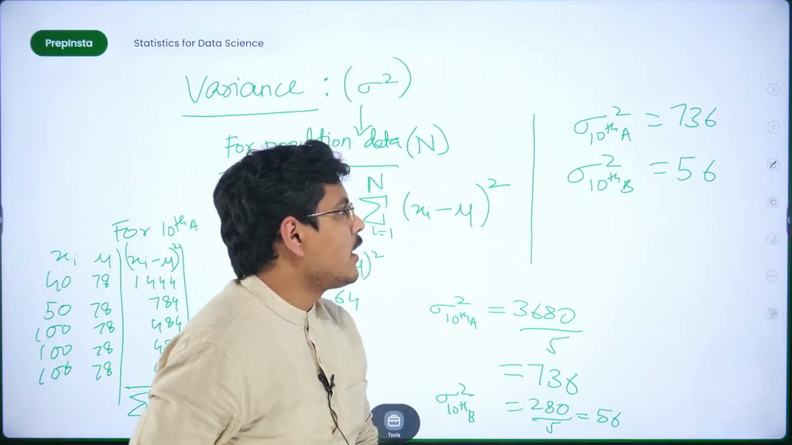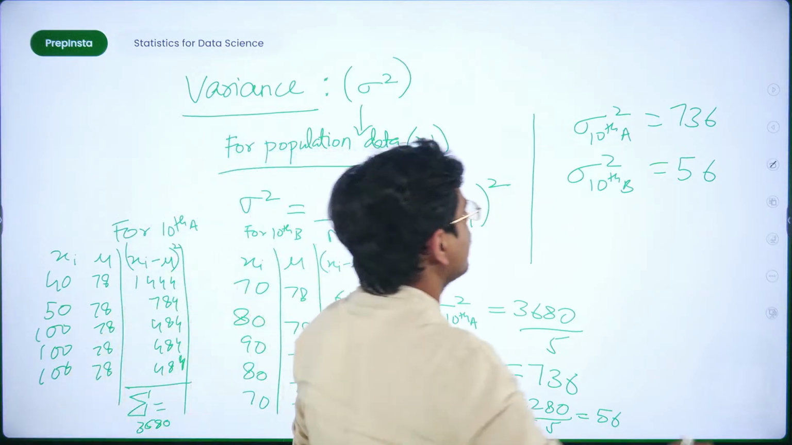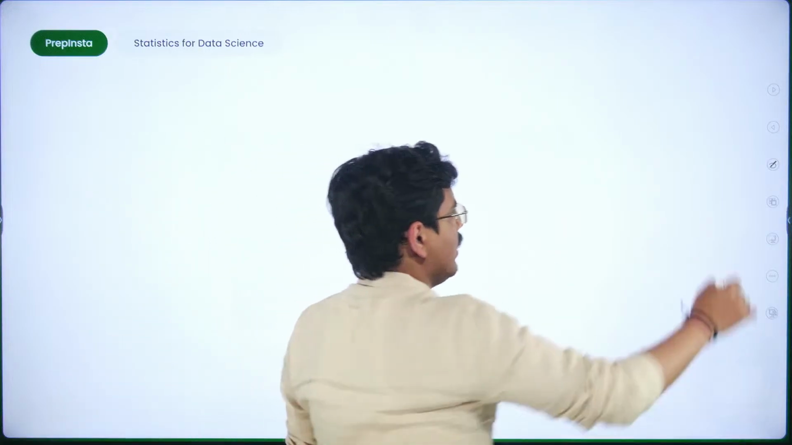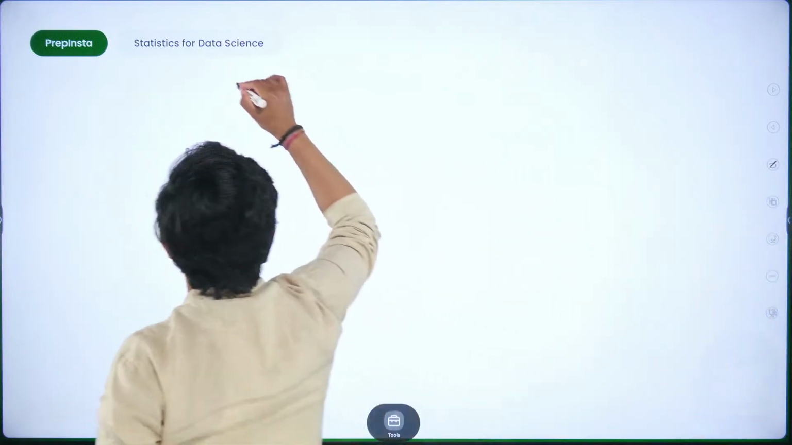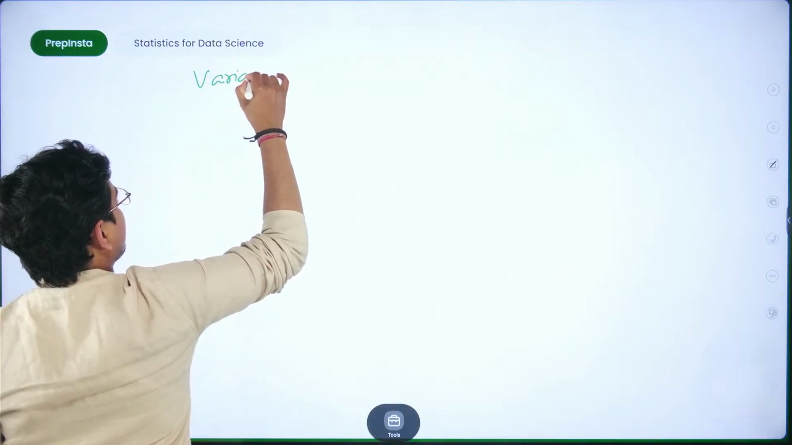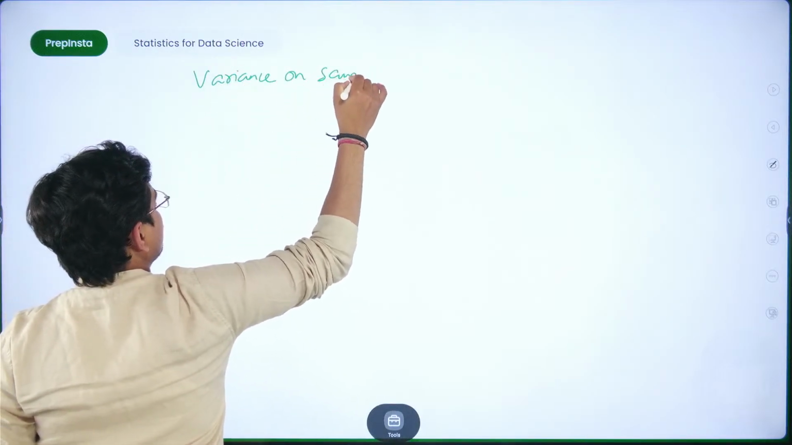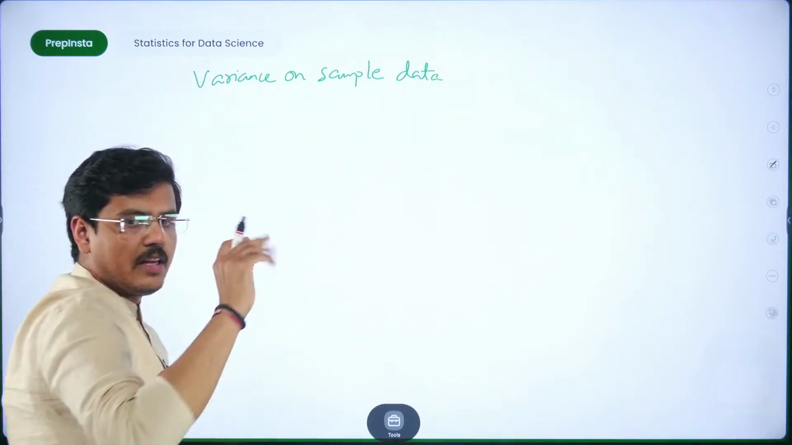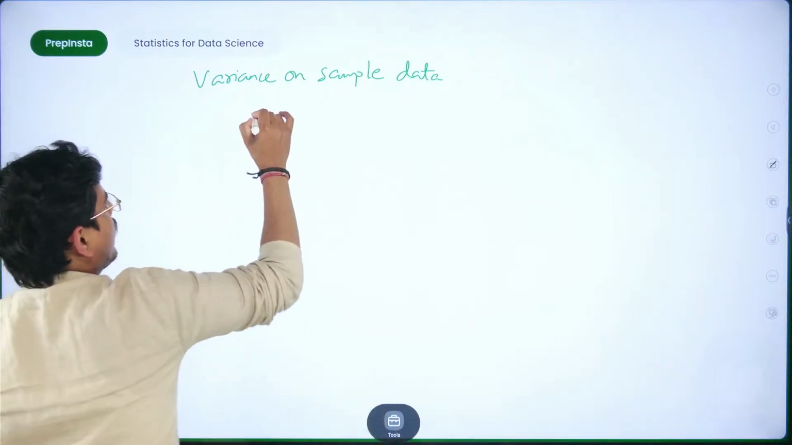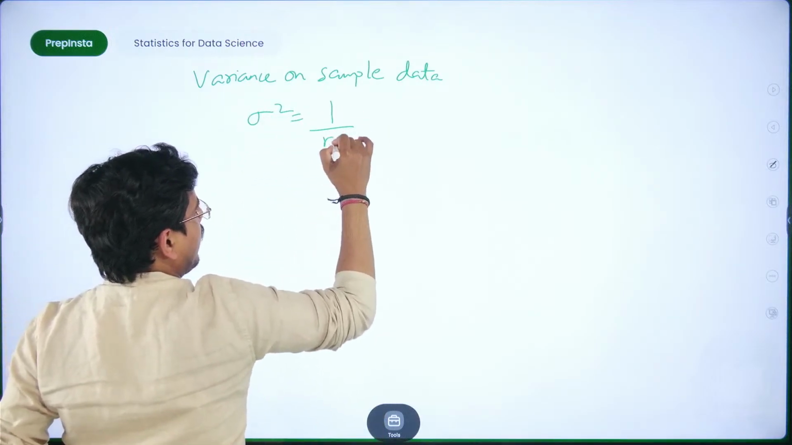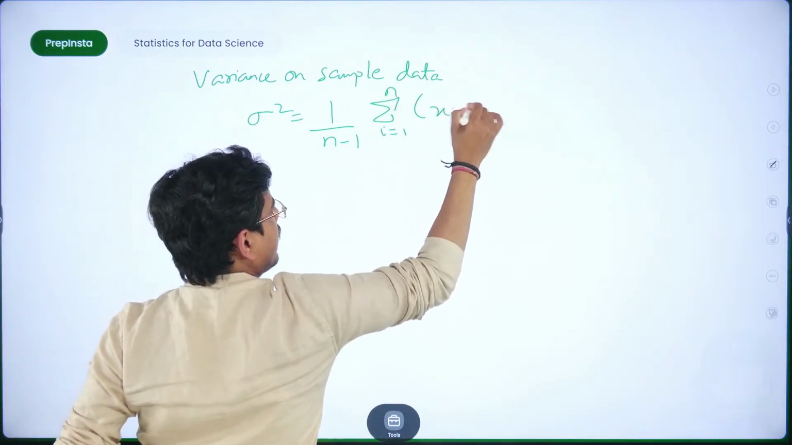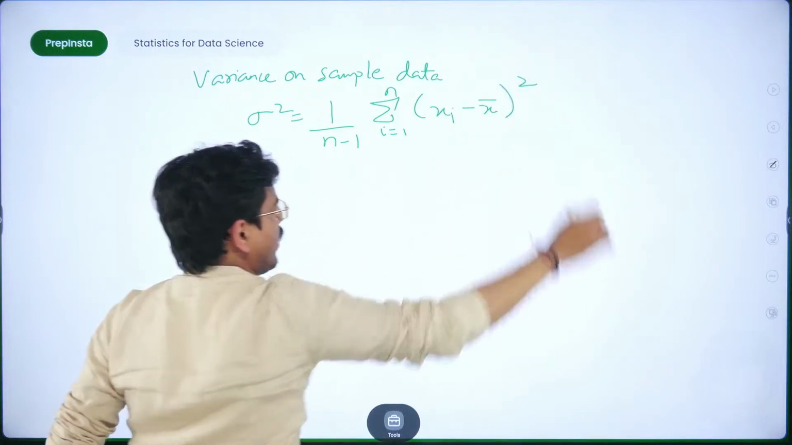So, let's go ahead and move further. You saw how it behaves on population data. Now it's time for sample data. So, variance on sample data. Now, the reason sample data variance is often different, see what happens here. Sigma square here is 1 upon n minus 1, summation of i equals 1 to n, again (xi minus x bar) whole square, where x bar is the mean.